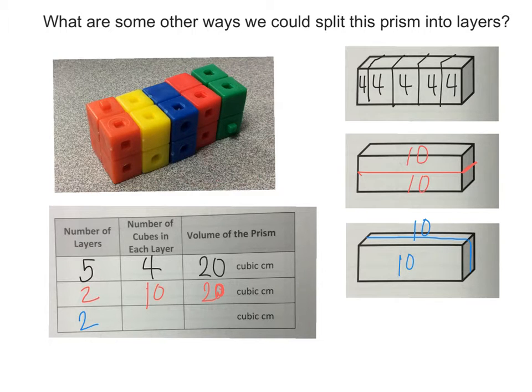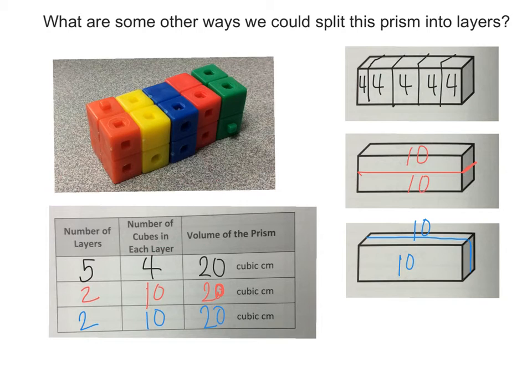Okay, so it's important for you to be able to show the layers and the different cuts in different ways. So in this case, there's 2 layers, one in the front, one in the back. How many cubes are there in each layer? 10. So how many cubes are used all together? 20. So what's the volume of the prism? 20 cubic centimeters, very good.